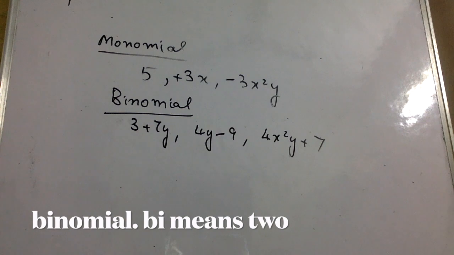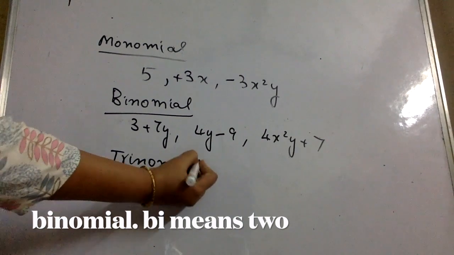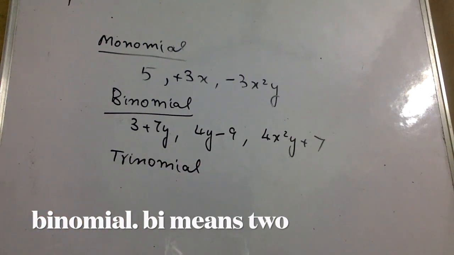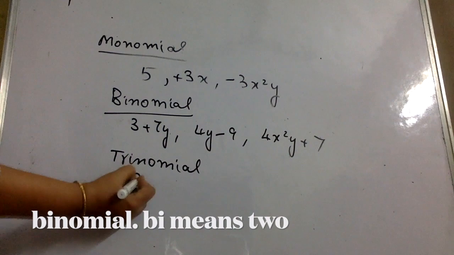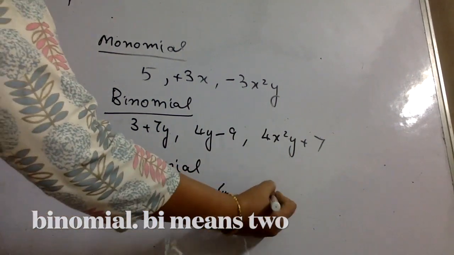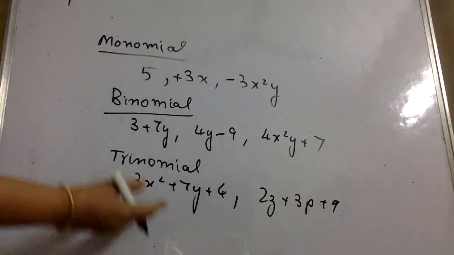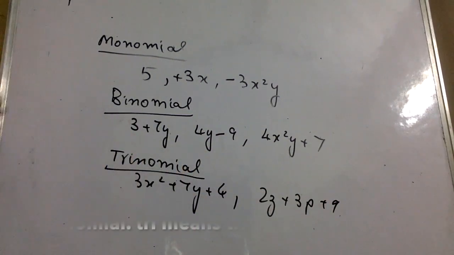Next is a trinomial. For a trinomial, naturally, there has to be three terms, which is, let's say, 3x square plus 7y plus 4, 2z plus 3p plus 9, something like this. These are all trinomials.